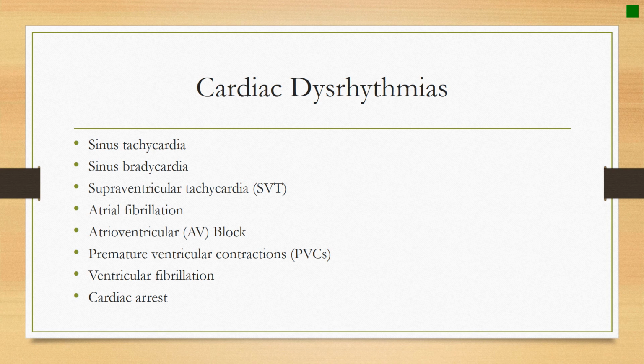Atrioventricular or AV block. This is where the AV junction slows or impairs the conduction of impulses from the SA node to the ventricles. There are three types of AV blocks. You have your first, second, and third degree. Third degree is the worst and is a complete heart block. Common causes for AV blocks include atherosclerotic heart disease, MI, and heart failure. Other causes may be digitalis toxicity, congenital anomalies, drugs, and hypokalemia.